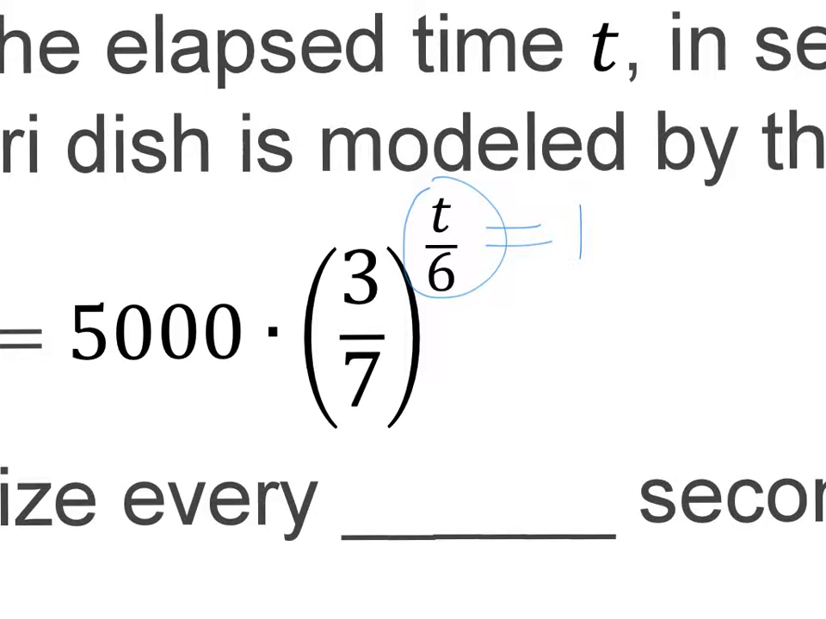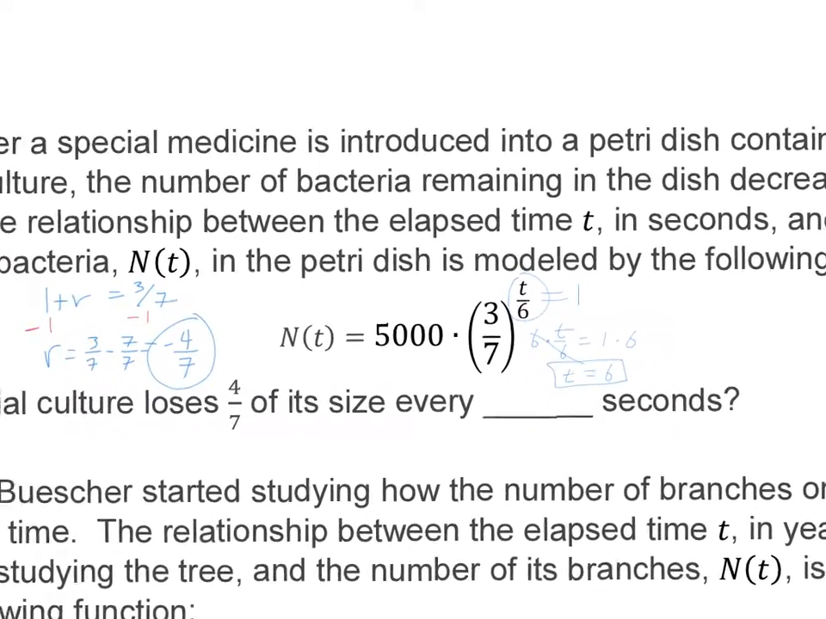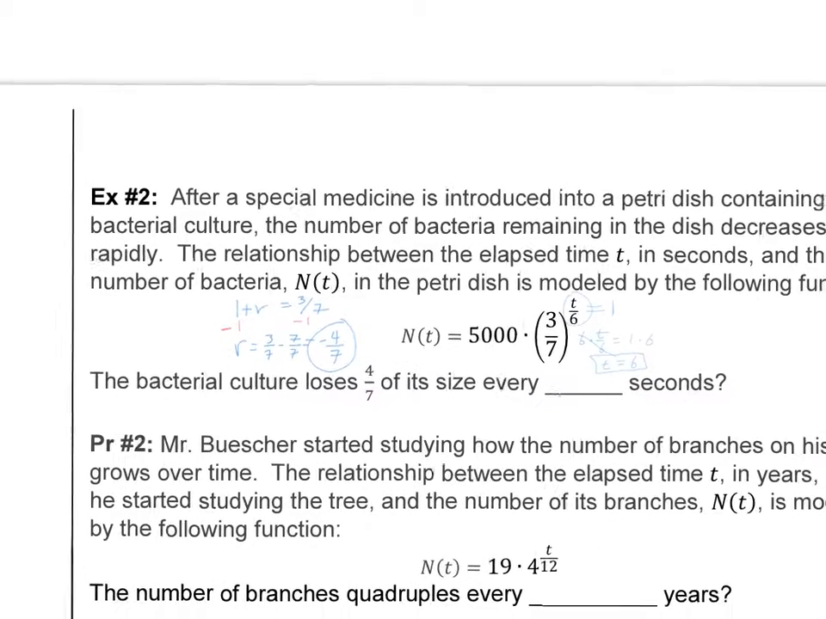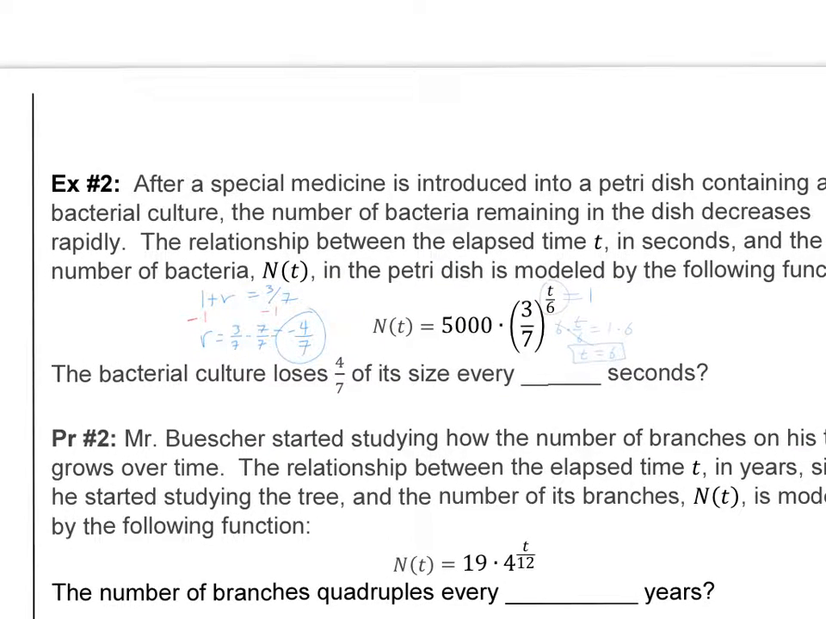You could do the algebra if you want. You could have t over 6 equals 1 and multiply both sides by 6, and you could see, but it's just t equals 6. It's just the number that makes the exponent equal 1. So the bacterial culture loses 4/7 of its size every 6 seconds. That's it. Pretty easy. All right. It looks like a hard problem, right? But it's actually really simple.